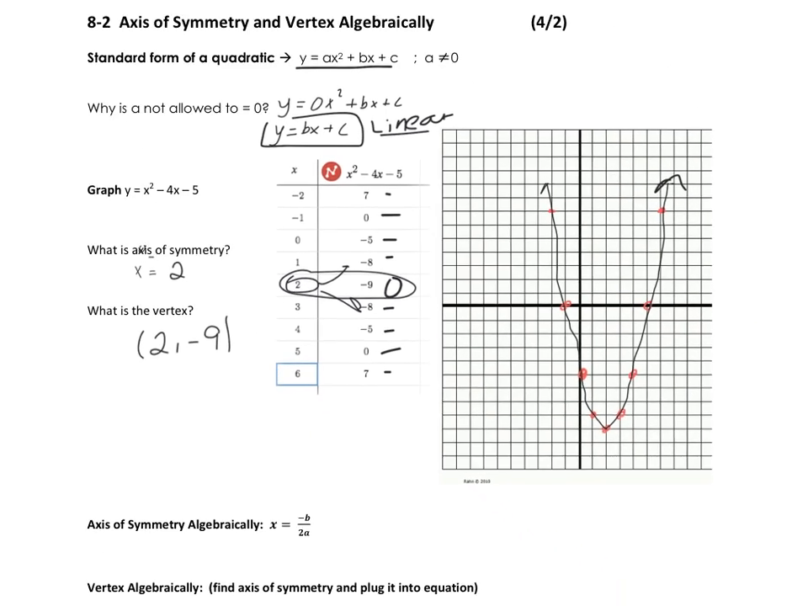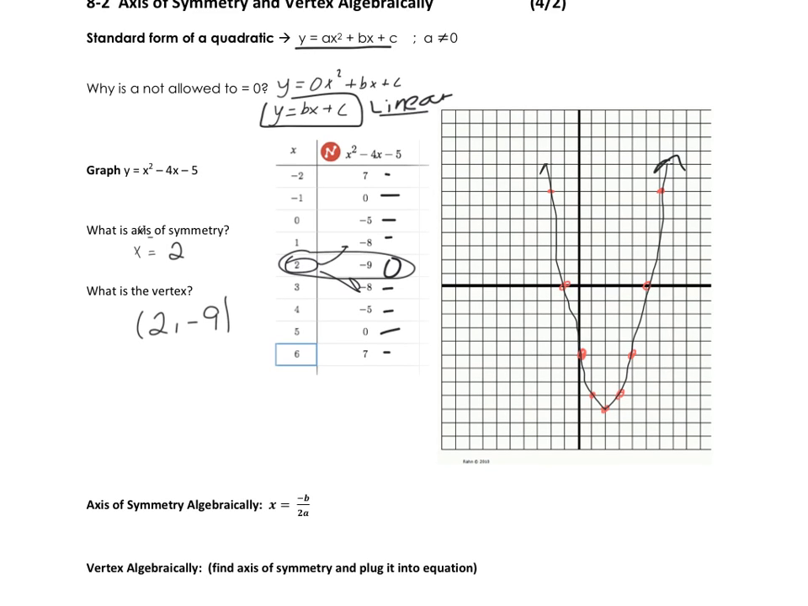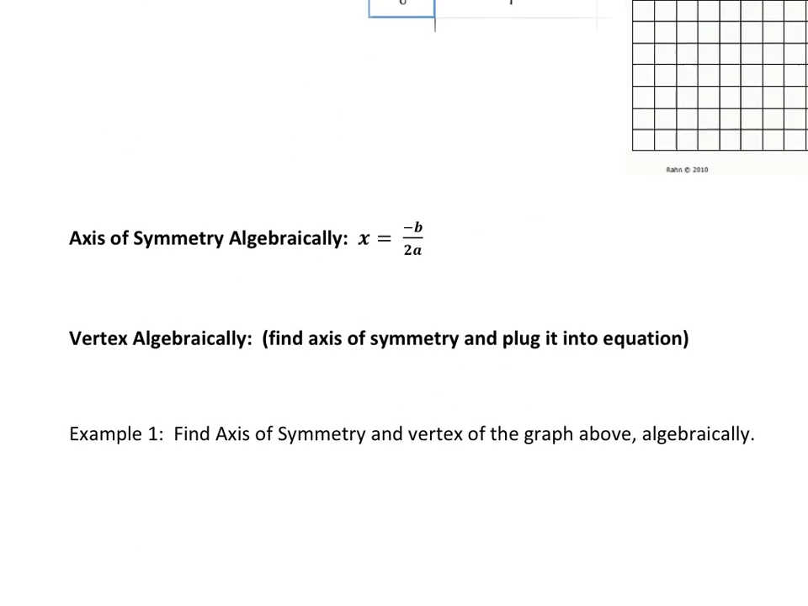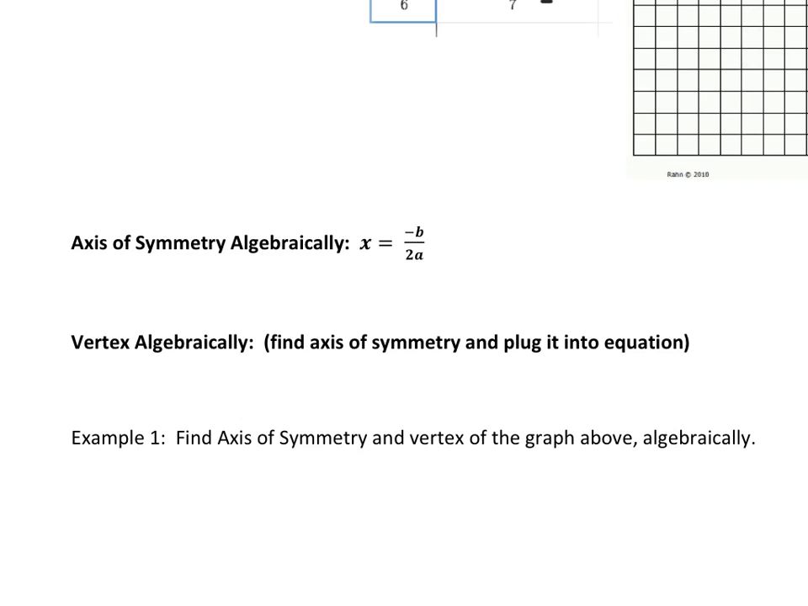Okay? So here's the issue, though. That's such a long process to graph, to go to our table, to do all of this. So here's what we do. We do this thing called axis of symmetry algebraically. It's just a formula, -b over 2a. So to find your vertex algebraically, you have to find your axis of symmetry.